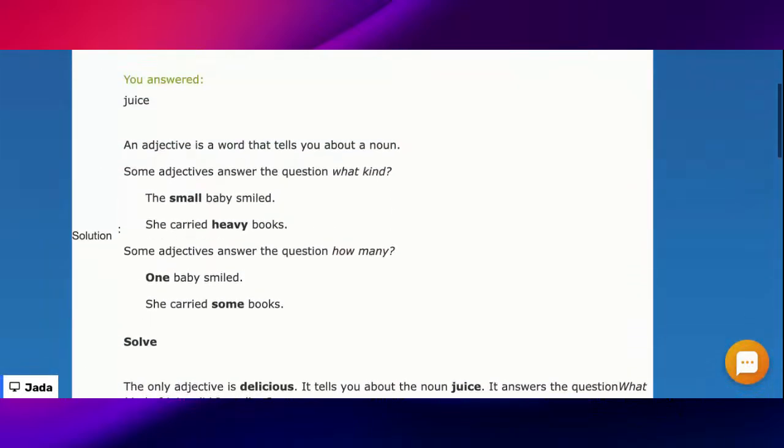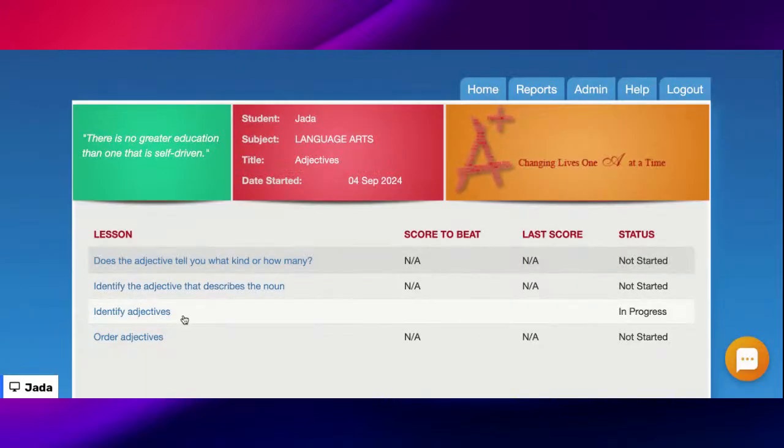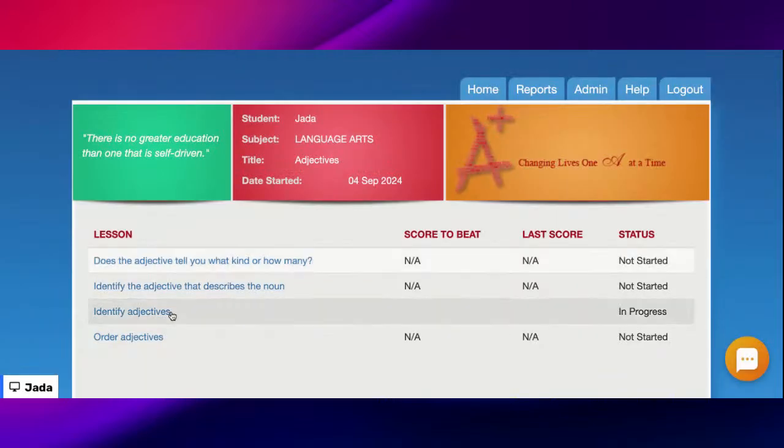So let's move on. Let's see some more examples before we go to the test.